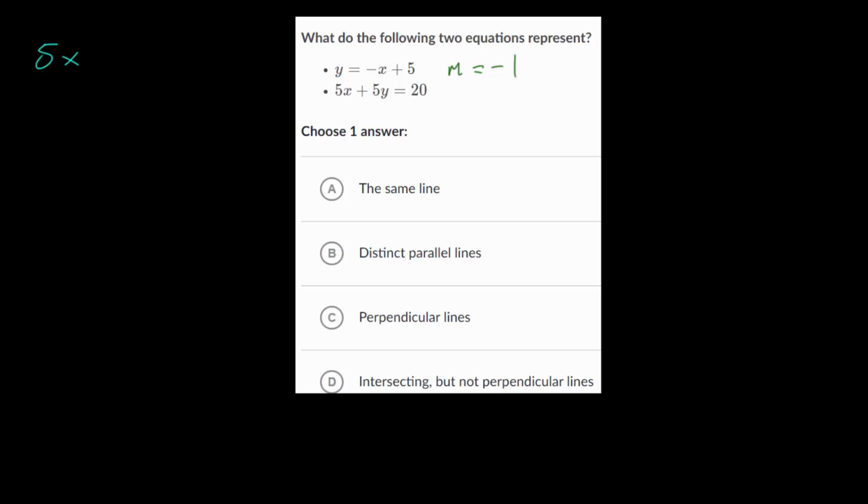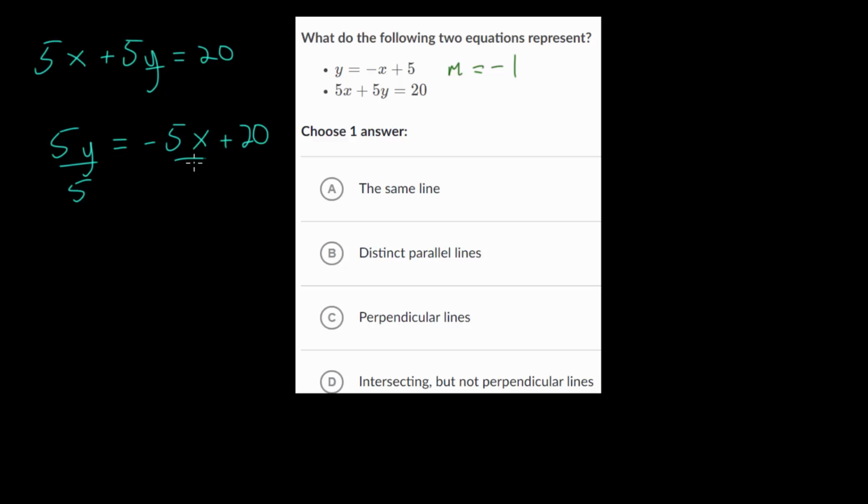We have 5x plus 5y is equal to 20. Solving for y, let's subtract 5x on each side. So we get 5y is minus 5x plus 20. We'll divide everything by 5 so that we can get y by itself. Over here we have 1 times y, or just y. And minus 5 divided by 5 is -1, which we can just write as minus x. And 20 divided by 5 is 4.